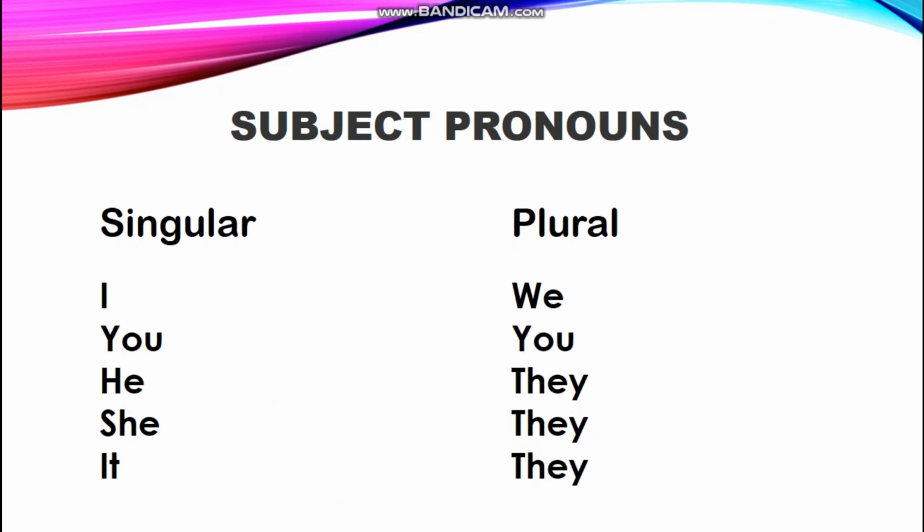So these are the subject pronouns. There is singular and plural. So when we say I, the plural one is we, and you, the plural will be you, same. He, she, it, and we are using they. So I hope you guys understood the subject pronouns.